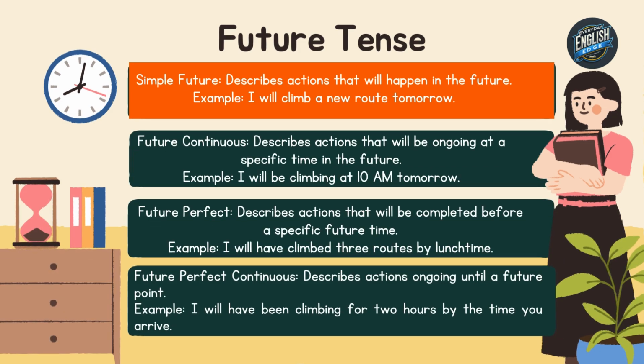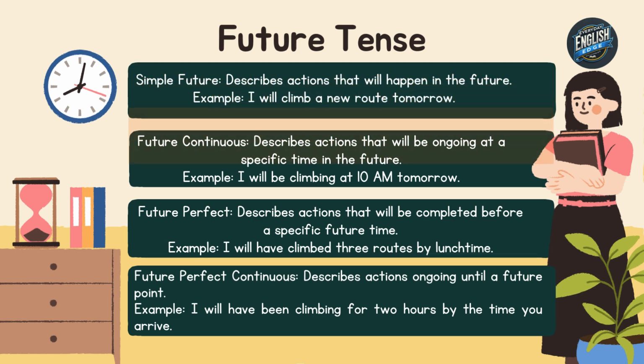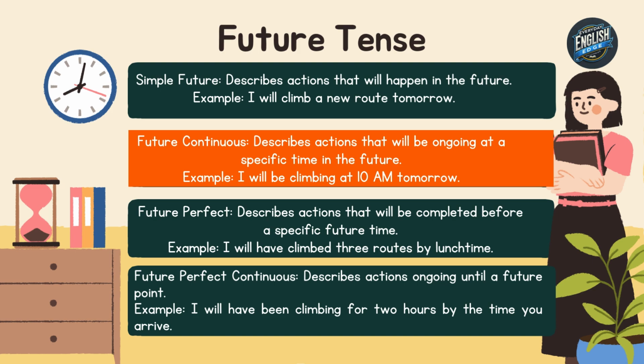Simple future describes an action that will happen in the future. Example, I will climb a new route tomorrow. Future continuous describes action that will be going on at a specific time in the future. Example, I will be climbing at 10 a.m.